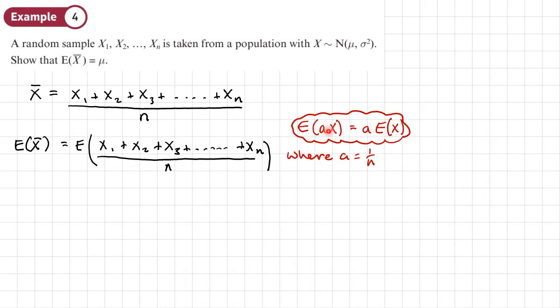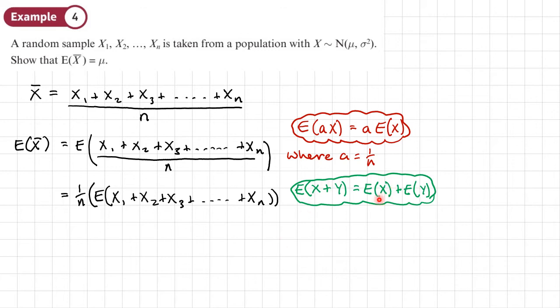Now we can use this rule here, E of aX equals a times E of X, where a is 1 over n. I could have written this by putting all of these together in brackets times 1 over n, which would be like the a part here. So that can go to the front. So now this becomes 1 over n, and then times E of x1 plus x2 plus x3 up to xn.